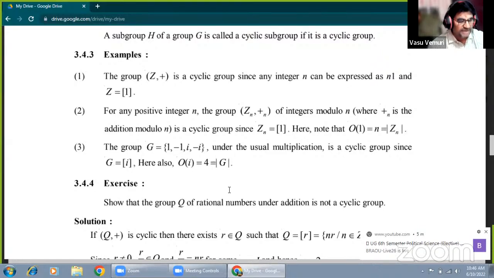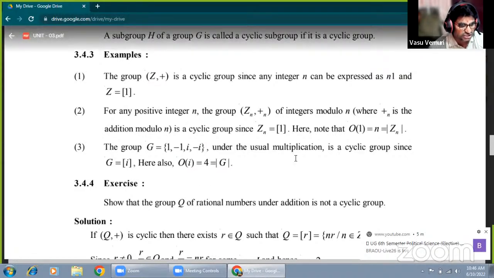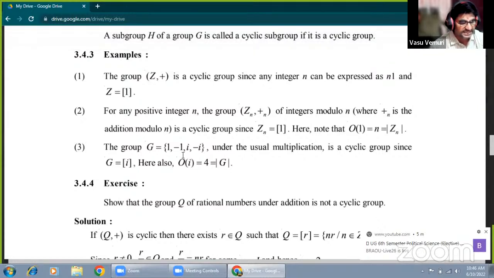The number of generators in a cyclic group is 2. How many generators? There are 2 generators in a cyclic group. What are they? 1 and -1. That's enough. In the fourth roots of unity, i is one of the generators and -i is also one of the generators. It is denoted by angle brackets around i, read as the group generated by i. -i is also one of the generators in the cyclic group.